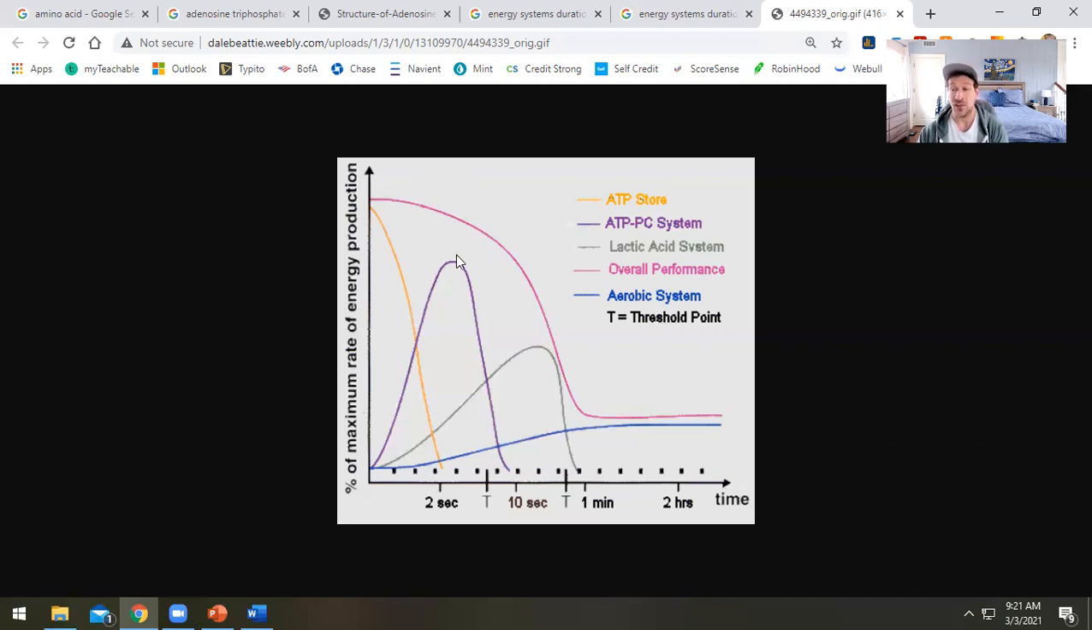Then let's say you continue running. So rather than running just a simple 100 meters, you continue running for maybe 400 meters or maybe 800 meters, right?